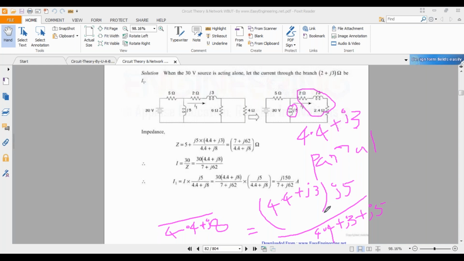But here in the numerator term, there is a form of 4.4 plus J3 into J5. We cannot perform the multiplication of these two in rectangular form. This multiplication is to be done with the help of polar form only, so that we need to convert 4.4 plus J3 into polar form.